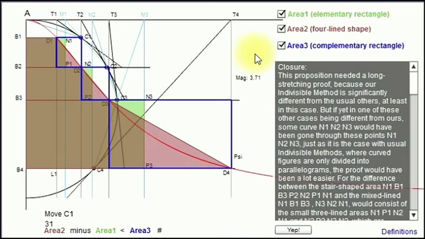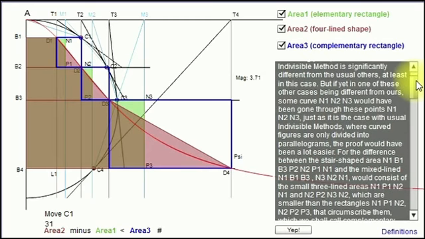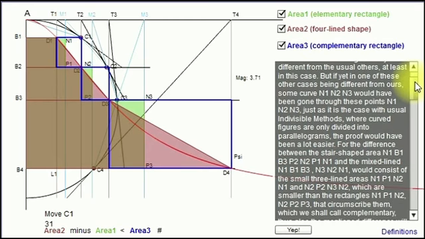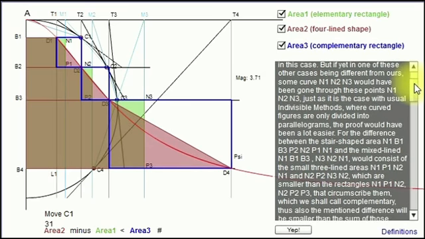He wrote: this proposition needed a long stretching proof because our indivisible method is significantly different from the usual others, at least in this case. But if yet in one of these other cases being different from ours, some curve n1, n2, n3 would have gone through these points n1, n2, n3, just as it is the case with usual indivisible methods, where curved figures are only divided into parallelograms.